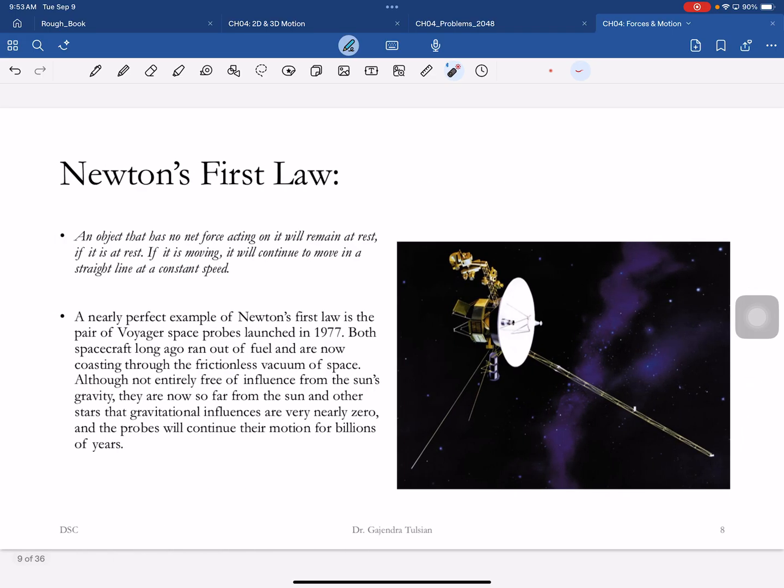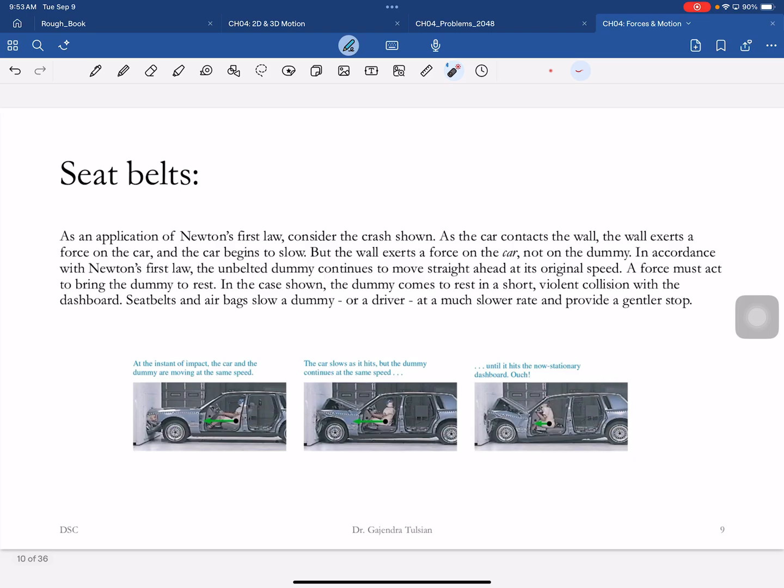All right, so here's an illustration of Newton's first law. Here's a car, let's say that was going at 80 miles an hour. At what speed is the dummy going? 80 miles an hour. Now let's say the car gets stopped by a wall. Does the dummy stop immediately? No. The dummy doesn't stop because the dummy is still going at 80 miles an hour. Why did the car stop? Because some force stopped it. Until a force stops it, the dummy will keep moving at 80 miles an hour.